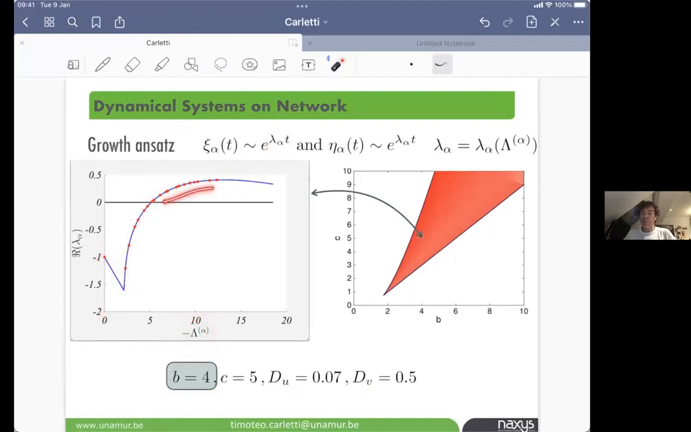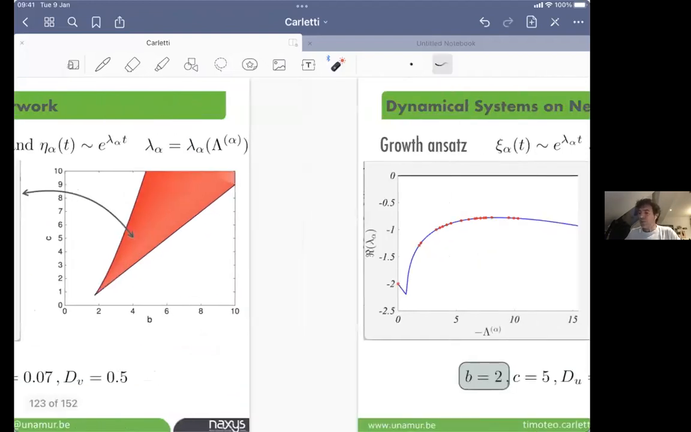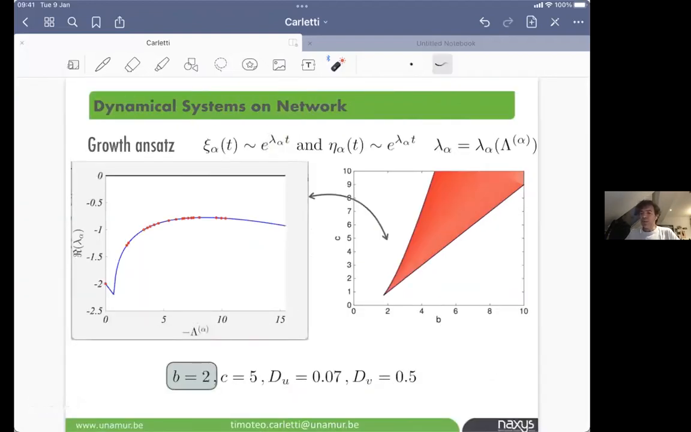So they are unstable. Okay. While if you take a point in the white region like this, the blue curves and all the dots are below 0. So for all the values that you take for the lambda alpha, you always have this exponential growth, yes, but with a negative exponent, so exponential decay. And so this means that indeed the homogeneous solution is stable also in the case of the network system.